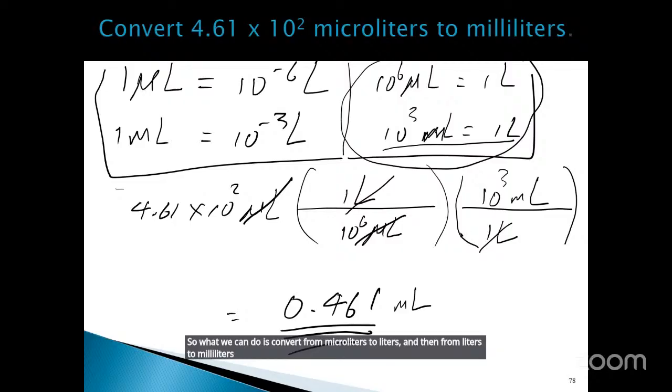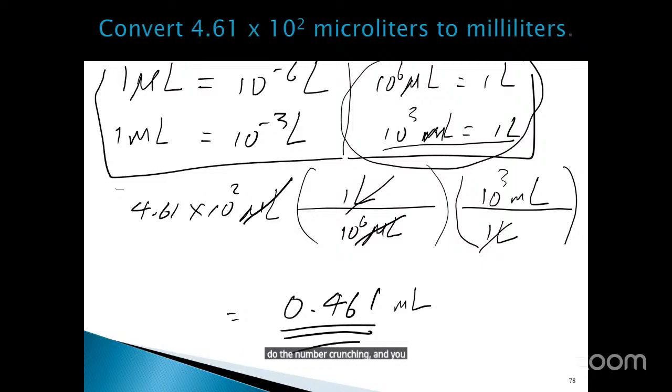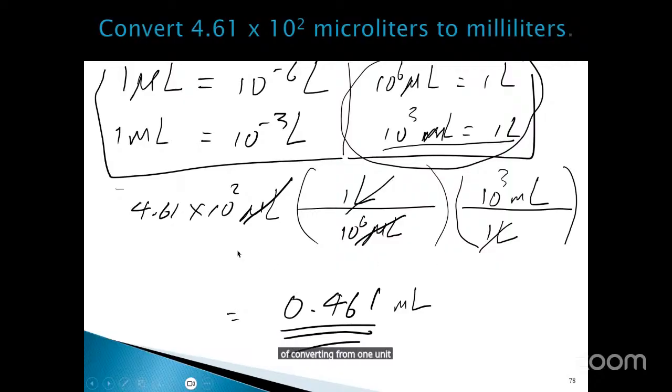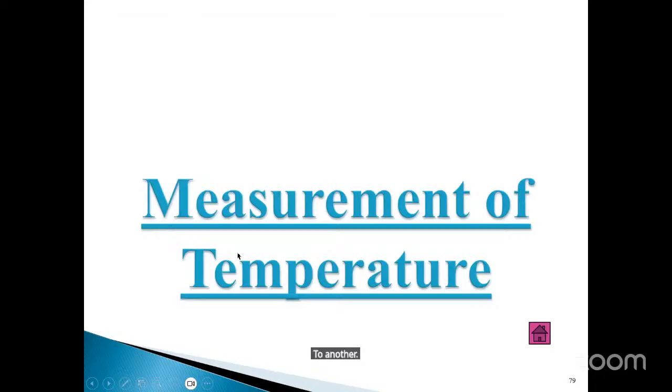And this is the setup. We multiply the original number by 1 liter over 10 to the 6 microliters, and then we carry on with the next conversion factor where we multiply 1,000 mils over 1 liter, do the number crunching, and you get your answer, which is 0.461 milliliter, right? So that's another example of converting from one unit to another through two conversion factors. Let's see what you can do.